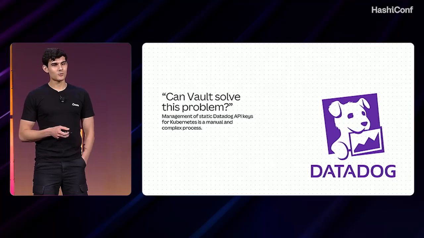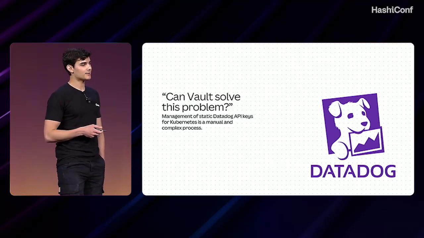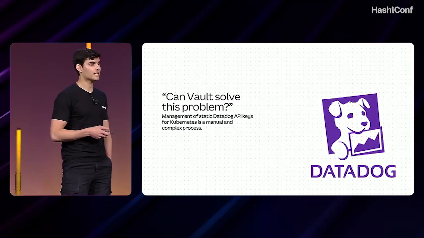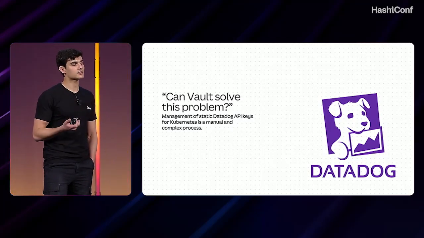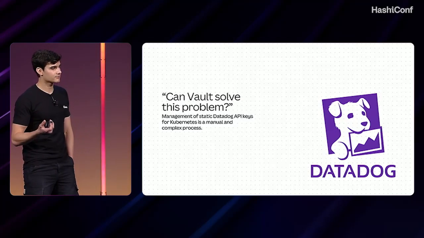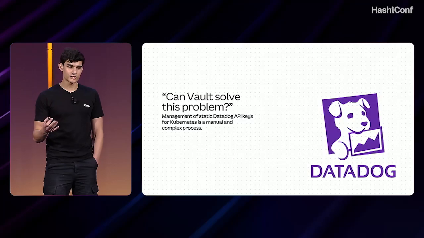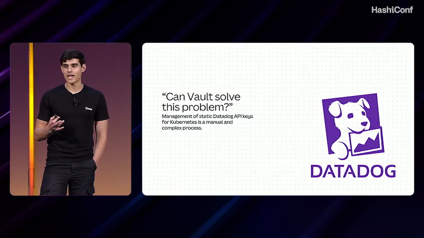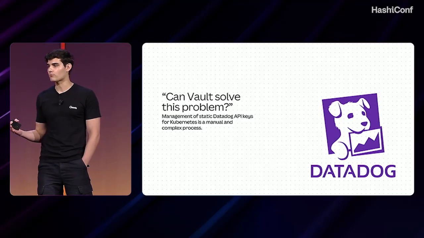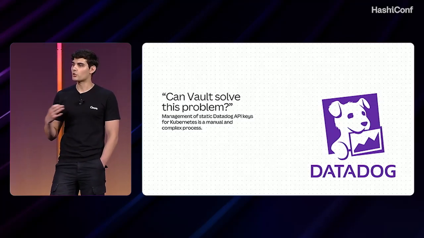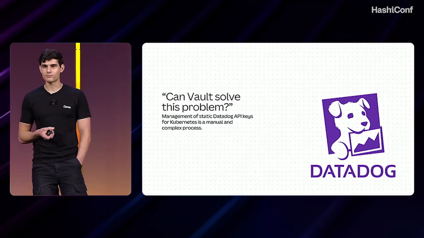Well, thankfully, this question was actually answered for us with our observability and compute teams coming to us with a problem. At Canva, we run Datadog in Kubernetes to collect cluster and application metrics. Every time a new Kubernetes cluster is provisioned, it needed a Datadog API key, and that was a time-consuming and manual process that involved humans passing secrets about. Can Vault solve this problem?